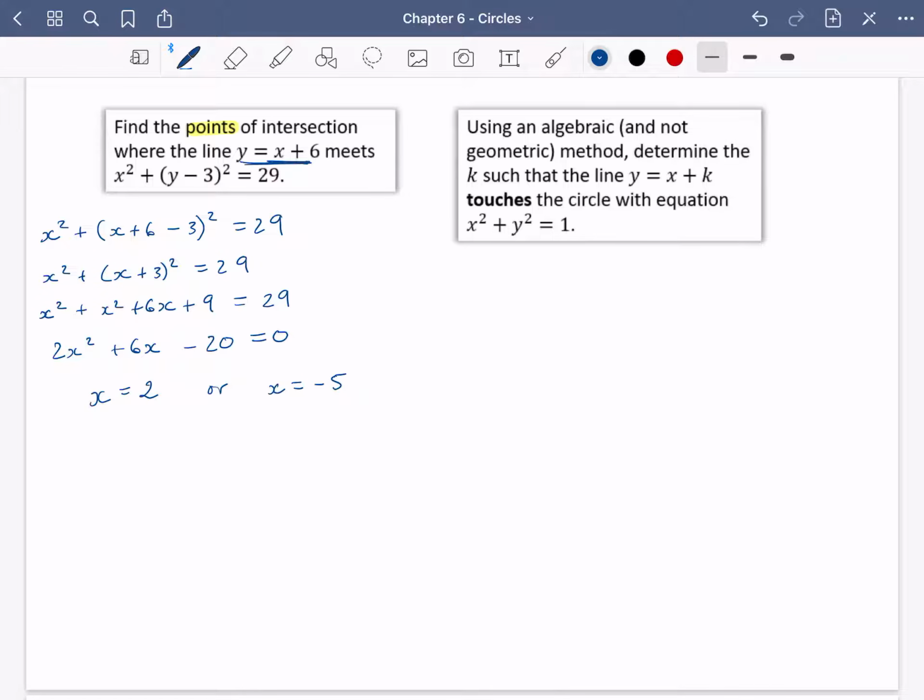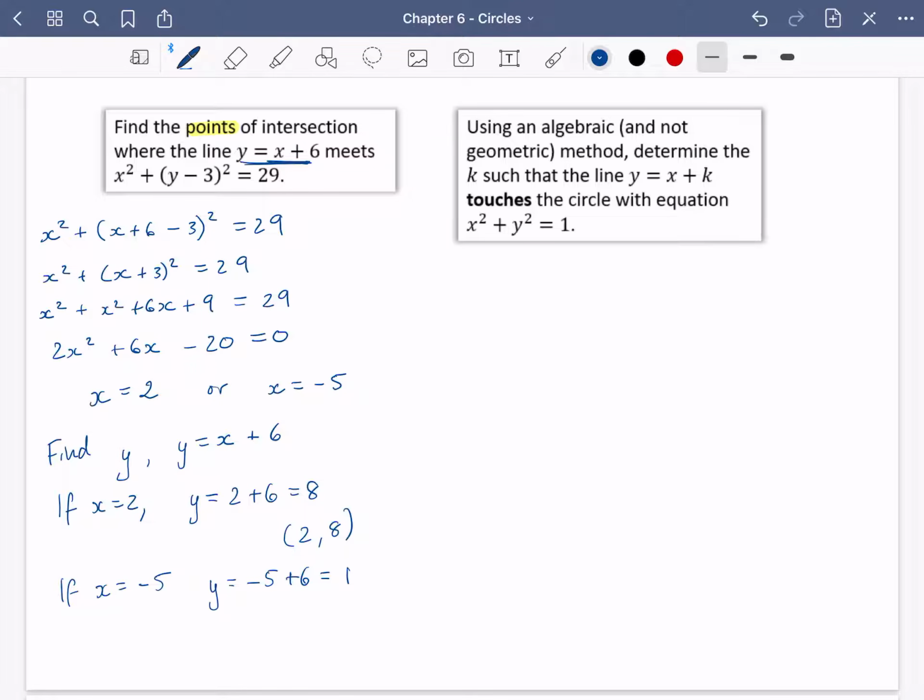Now that isn't actually the end of the question, because we need to find the y coordinates as well. Now we know that y is equal to the x coordinate plus 6. So if x equals 2, y equals 2 plus 6, which is 8. So one of the coordinates of intersection is (2, 8). Now, if x is equal to minus 5, then y would be equal to minus 5 plus 6, which is 1. So the other coordinate would be (minus 5, 1). So our points of intersection are (2, 8) and (minus 5, 1).